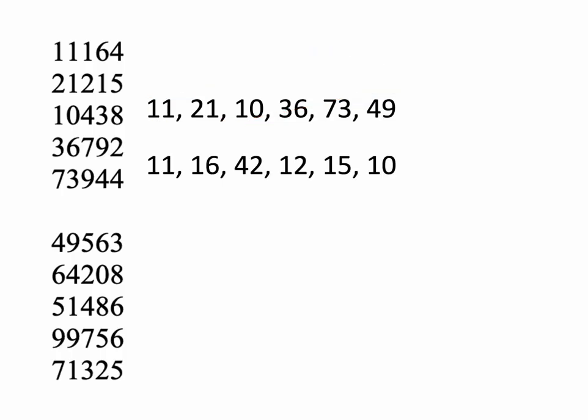Okay, here they are. Here's how we'd find 6 random numbers between 1 and 99. We're going to pick the first 2 digits of each of these numbers: 11, 21, 10, 36, 73, and 49. And there we have it. There we have our 10 random numbers leading to these 6 random numbers. We could just as easily pick these two, 11, next to 16, next to 42, pick 12, pick 15, pick 10. That's a legitimate way to do it as well.